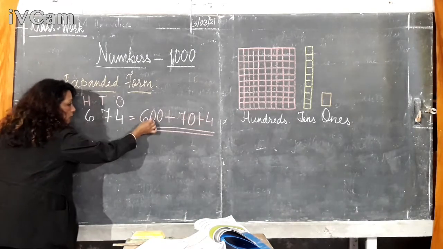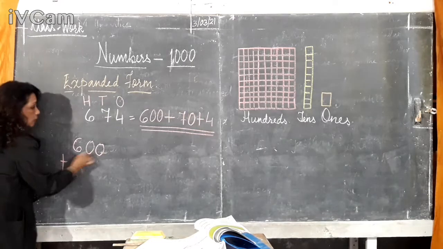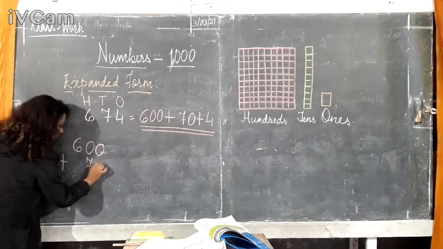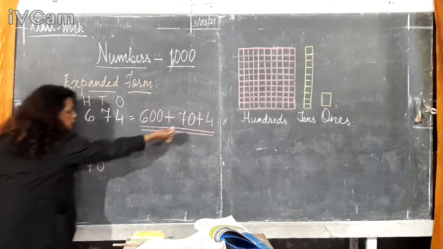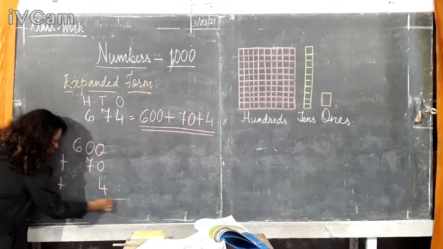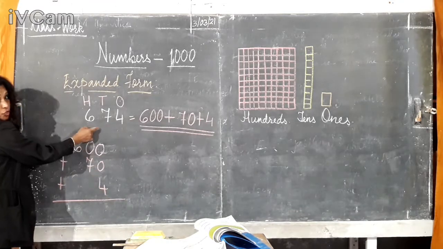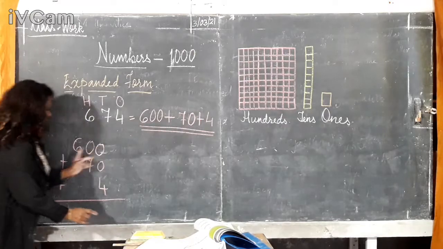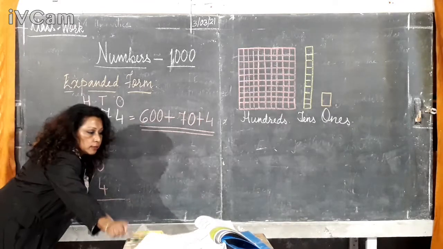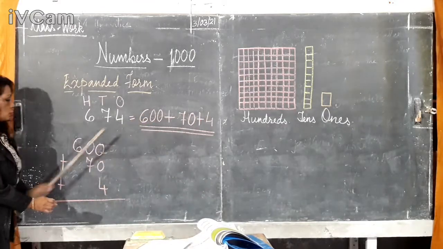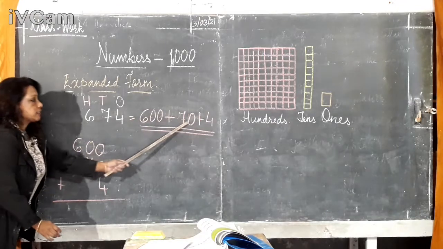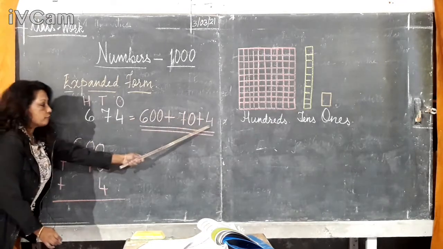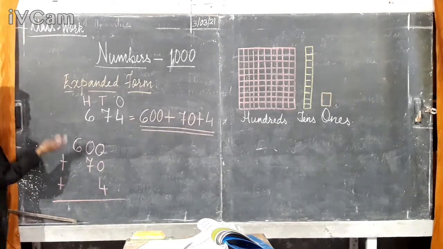600 plus 70 plus, what is the last number? 4. So if you add all these numbers, let's see whether you get this or not. 600. Okay, let me show you the stick. 600, 70, and 4. Let's see which number you'll get.